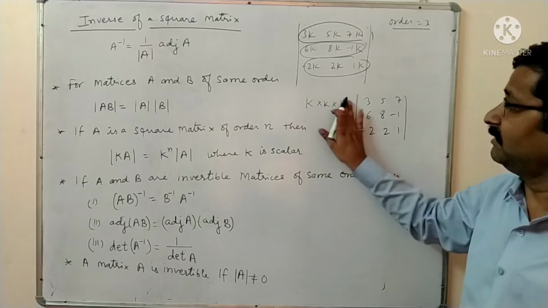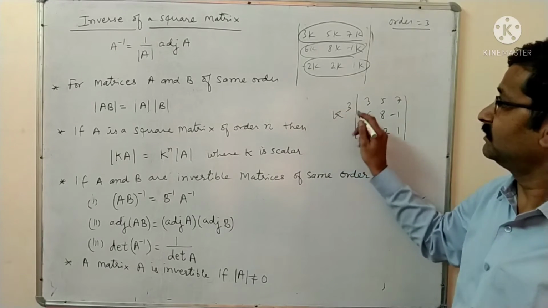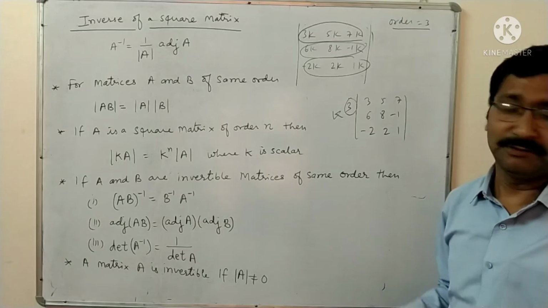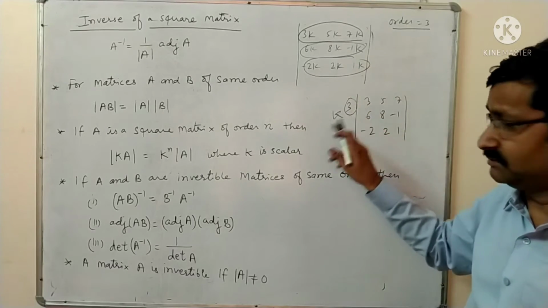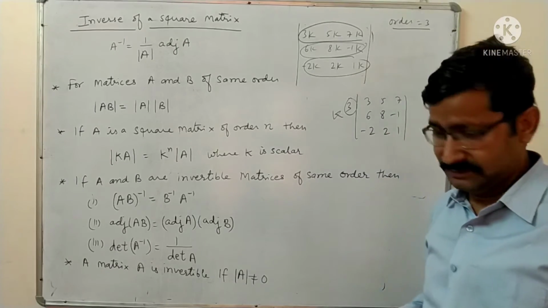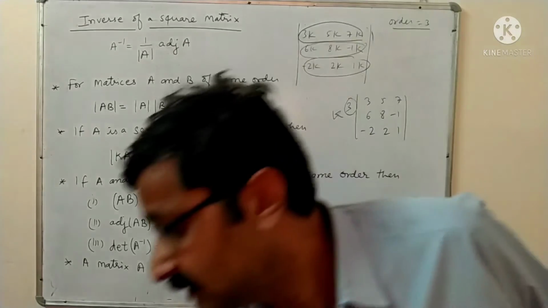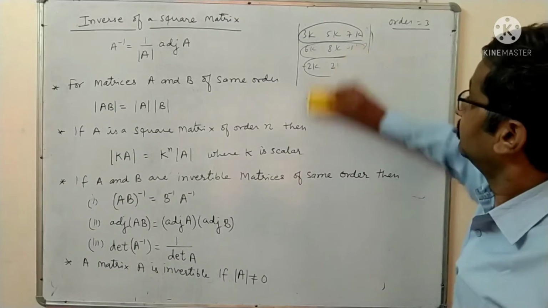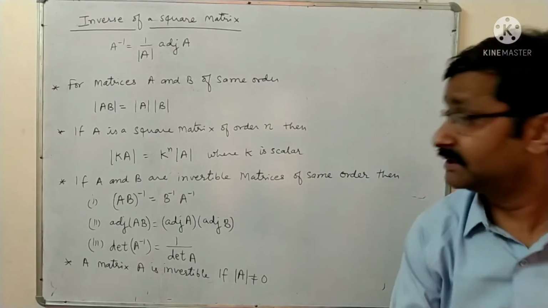Okay, so how many times do we have K? K power 3. So order 3 means K power 3. If order is 2, it means K power 2. So the order here is n, so K power n. You understand? You can get multiple choice questions. Look here, which type you can get.